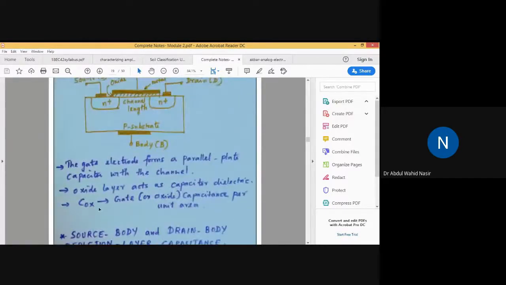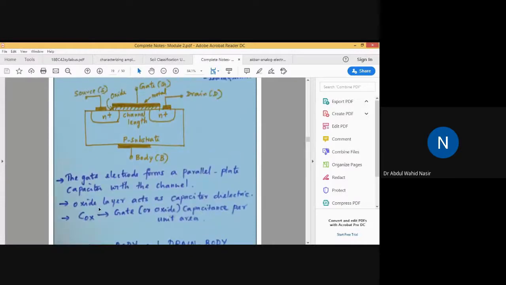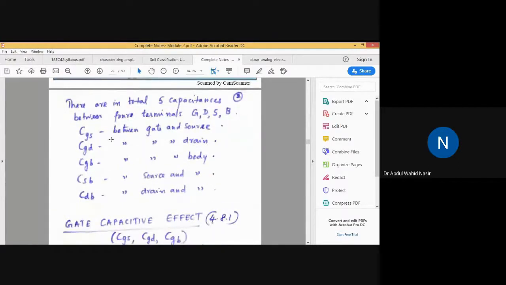CGS is between gate and source. Here the gate terminal is there, so between the gate and source terminal also, one internal capacitance exists. That capacitance is called the gate to source capacitance, represented as CGS. Similarly, we'll have a gate to drain capacitance.